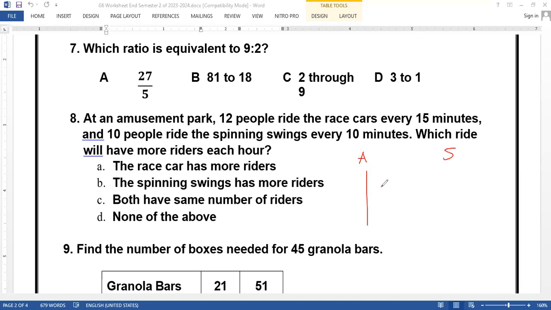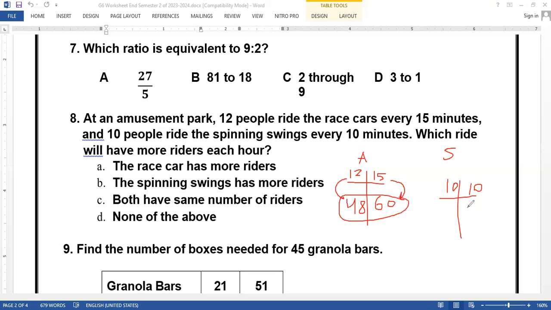Here we have 12 people in 15 minutes. And in the spinning swing, we have 10 people in 10 minutes. But I want 1 hour, so I want 60 minutes. So here, 15 became 60, it means we multiplied by 4. So I multiply 12 by 4, it becomes 48. So first, 48 people in 1 hour, which is 60 minutes.